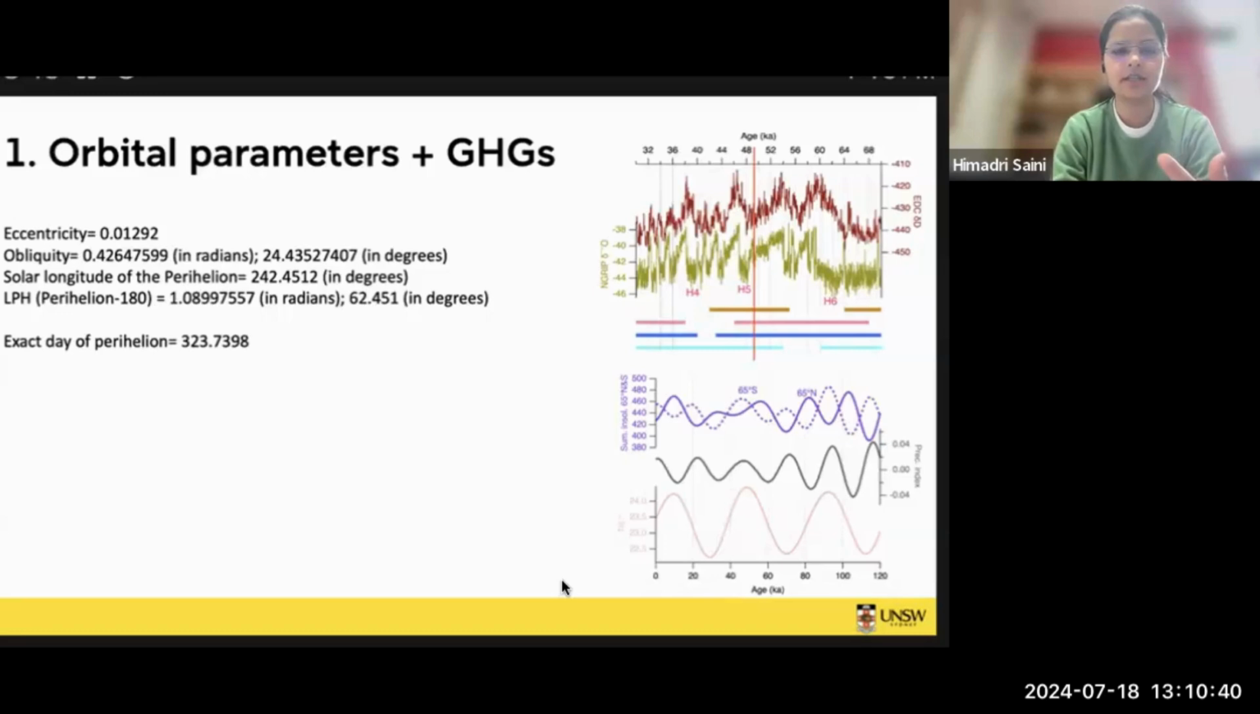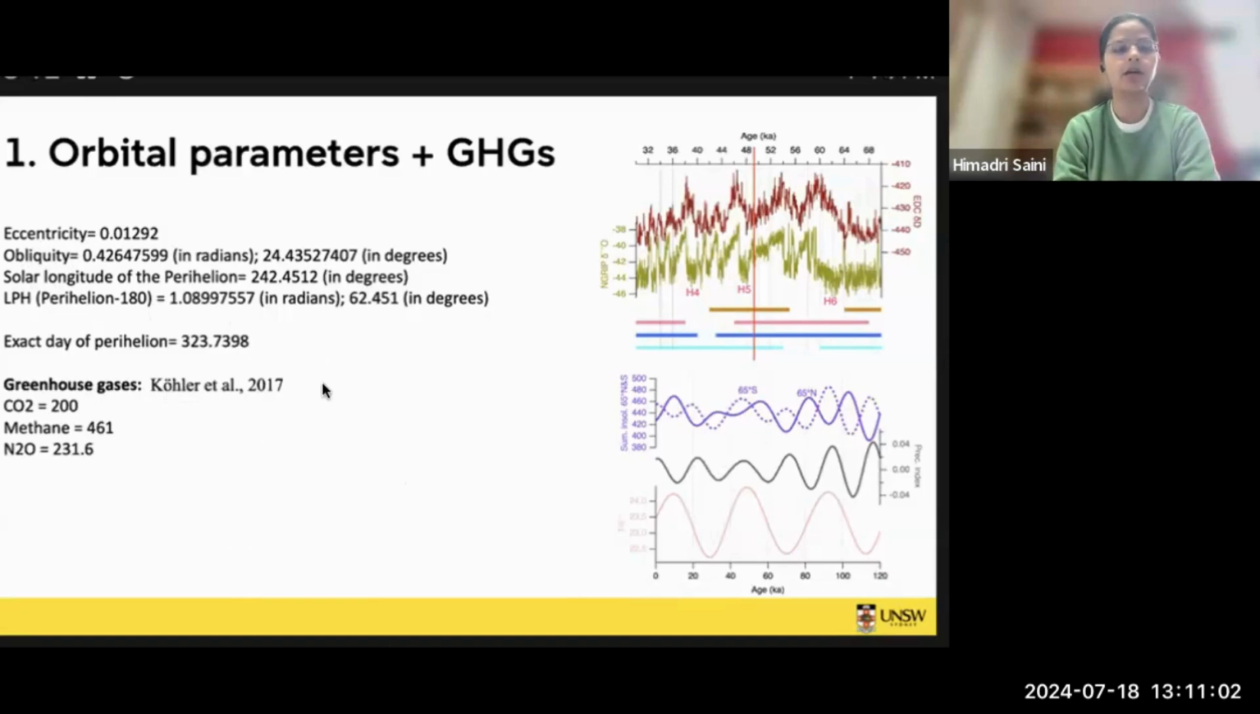So to simulate the climate around 49,000 years ago, we are using these listed orbital parameters to fill in the values for eccentricity, obliquity, precession, which is used to get the executables to be put in the ACCESS model. We are using greenhouse gases from Köhler et al. So the CO2 at that time period is around 200 ppm, much lower compared to pre-industrial, which is 289. And then we have methane at 461 and nitrous oxide at 231.